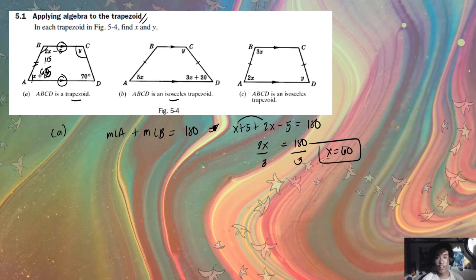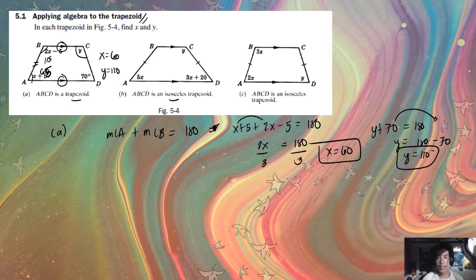To find the value of y, we're going to do the same thing, but this time it's going to be y plus 70. So y plus 70 is equal to 180. Solving for the value of y, just transfer 70 to the other side, so that's going to give us 180 minus 70. So y is just going to be equal to 110 degrees. Okay? So for letter A, x is 60, y is equal to 110.